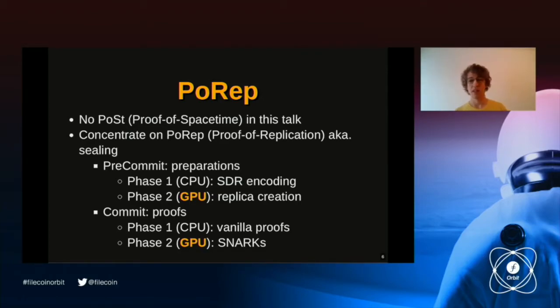So the proof of replication is also known as sealing and has 4 phases. 2 big ones. So we make the difference between the pre-commit, which I would call the preparations, and then there's the commit, which is about the actual proofs. And as you can see, those phases again split into pieces. And the important thing here is that we have a CPU heavy phase and we have a GPU heavy phase. But now I will get into the detail through all those 4 phases.